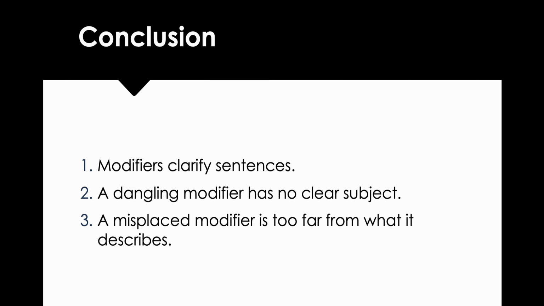Conclusion: Modifiers make sentences clearer and more descriptive. However, a dangling modifier has no clear subject. A misplaced modifier is too far from what it describes. Always check your sentences to ensure modifiers are placed correctly and connected to the right subject.